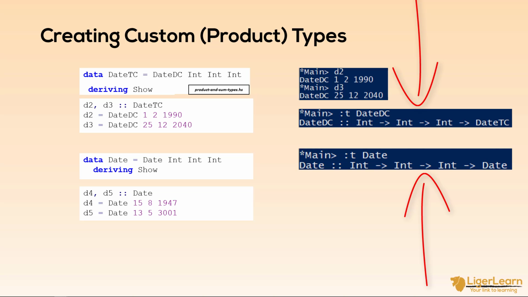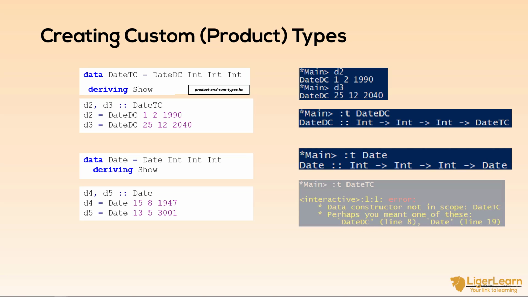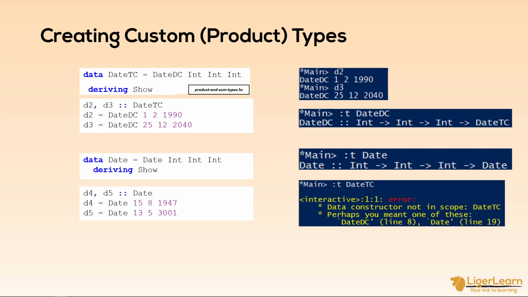Now what happens when we ask for the type of the type constructor itself? As you can see here, we get an error. That's because you can only use :t to ask for the type of values or functions, not for asking for the type of a type, so the error is expected. We'll look at the type of types later when we cover polymorphic types.